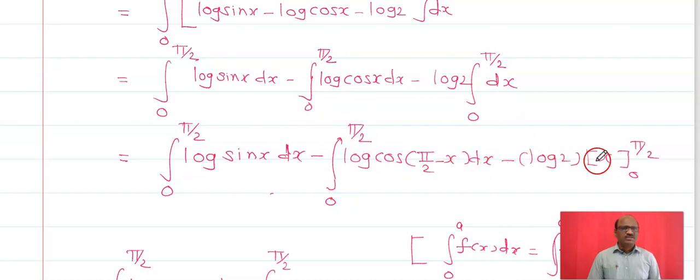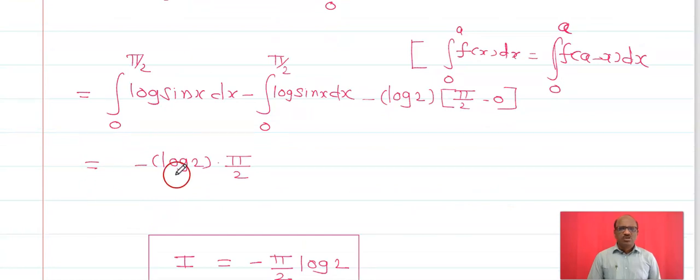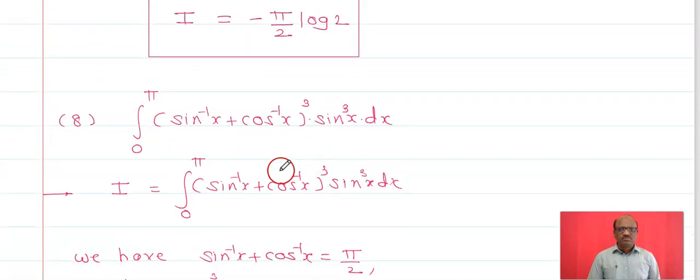What is the integral of dx? The integral of dx is x, from 0 to pi by 2. Now here is the integral from 0 to pi by 2 of log of sin x minus the integral from 0 to pi by 2 of log of sin x. Here the plus and minus get cancelled, and you will get minus log of 2 into the bracket pi by 2 minus 0, and hence you will get minus log of 2 into pi by 2, and hence I is equal to minus pi by 2 log 2.